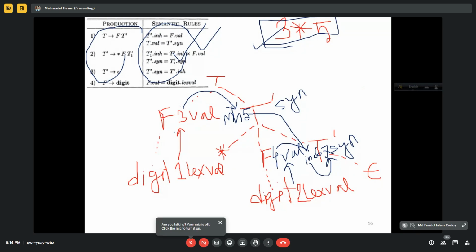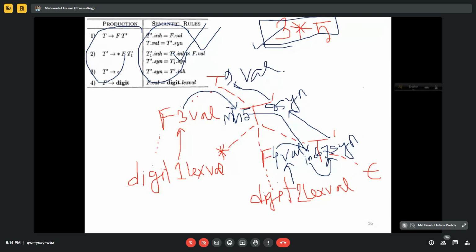Got it? Yes. Okay, so then this T dash synthesized value, this is the number 7, goes here, that is the number 8, that means 7 to 8. Then this T dash synthesized value goes here, and this is the number 8, and this one is the BAL.